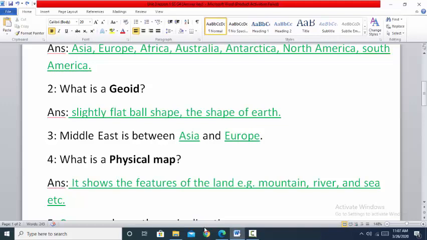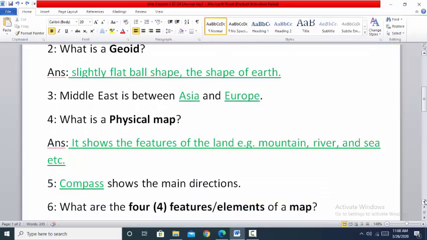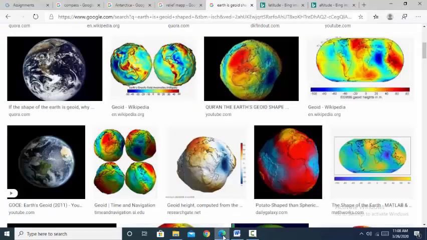Okay, what is a physical map? What's meant by a physical map? A physical map shows the features of the land. What are features of the land? The physical map shows mountains, rivers, and seas, etc. So this is the physical map. It shows the mountains, it shows everything.